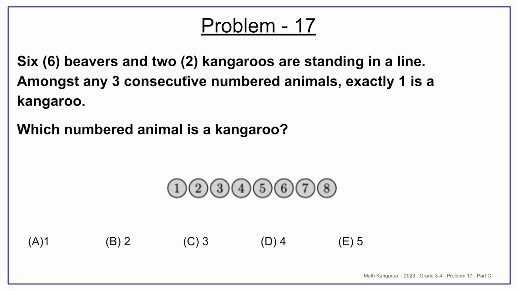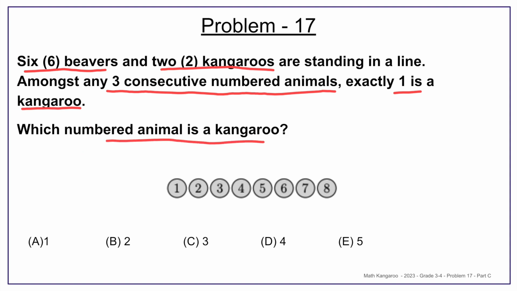Problem 17. 6 beavers and 2 kangaroos are standing in a line. Among any 3 consecutive numbered animals, exactly one is a kangaroo. Which numbered animal is a kangaroo?